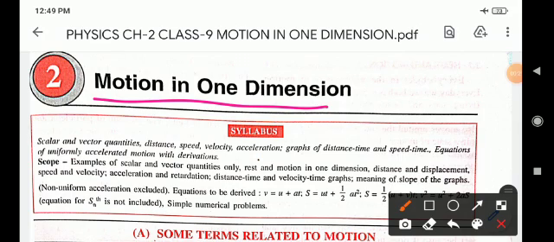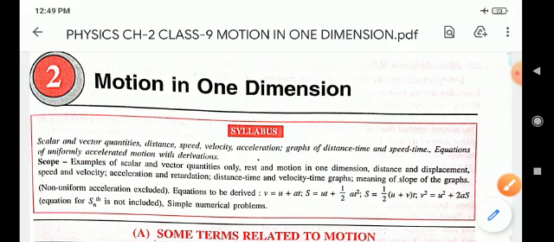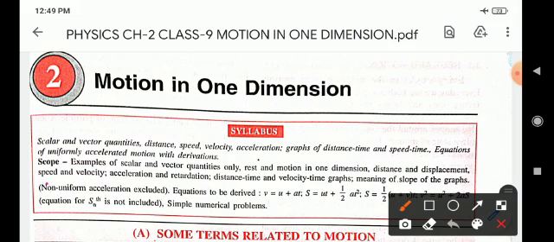The syllabus is: scalar and vector quantities, distance, speed, velocity, acceleration, graphs of distance-time and speed-time, equations of uniformly accelerated motion and their derivation. Scope: examples of scalar quantities and vector quantities only; rest and motion in one dimension, distance and displacement, speed and velocity, acceleration and retardation, distance-time and velocity-time graphs, meaning of the slope of the graphs.